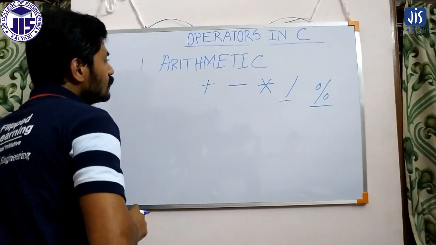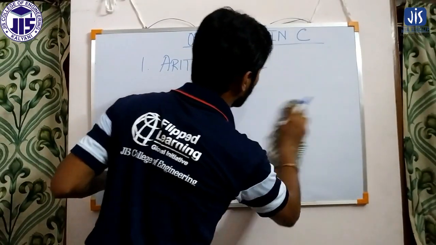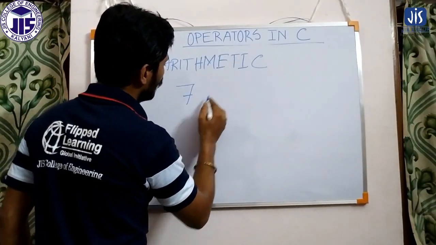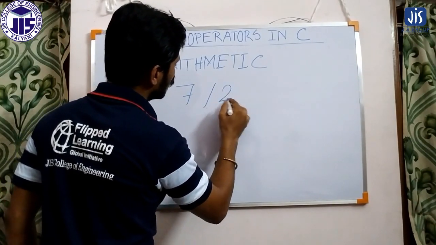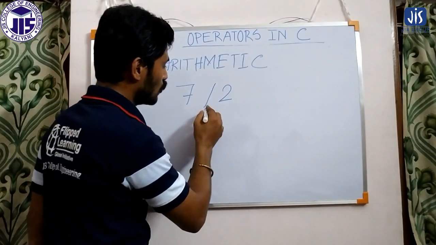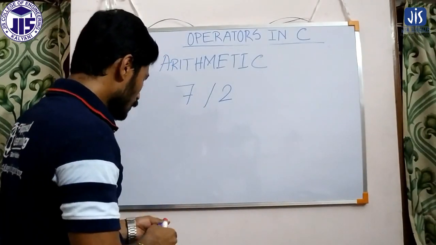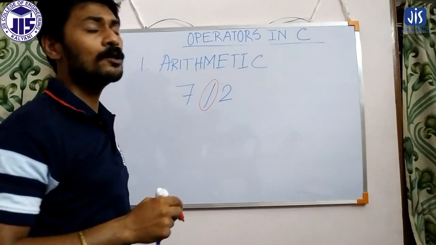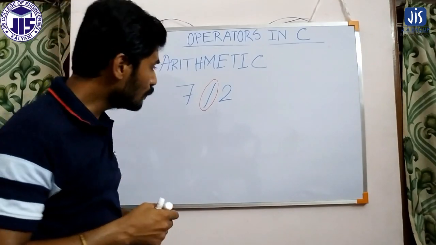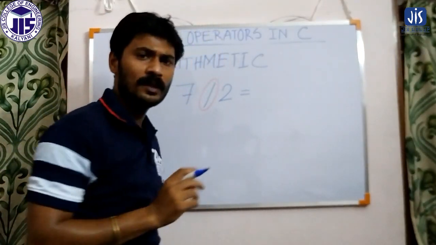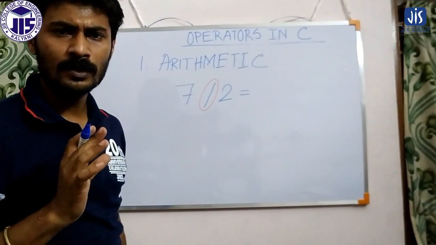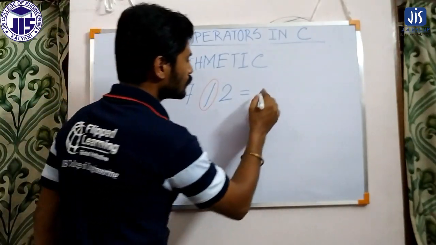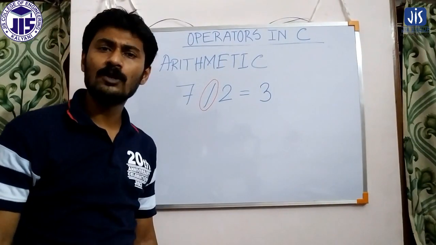In the case of division and modulus operations, for example, if we want to perform 7 divided by 2, here we are using the division operator. As you can see, this is our division operator. So here we are using 7 divided by 2. If I consider only the integer value, then the result will be 3.